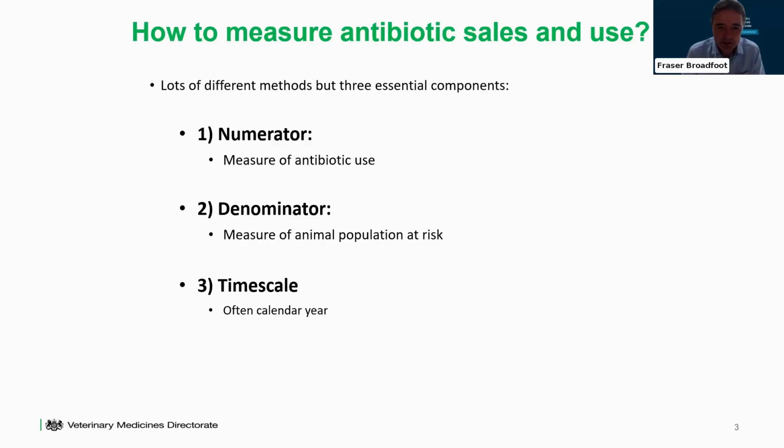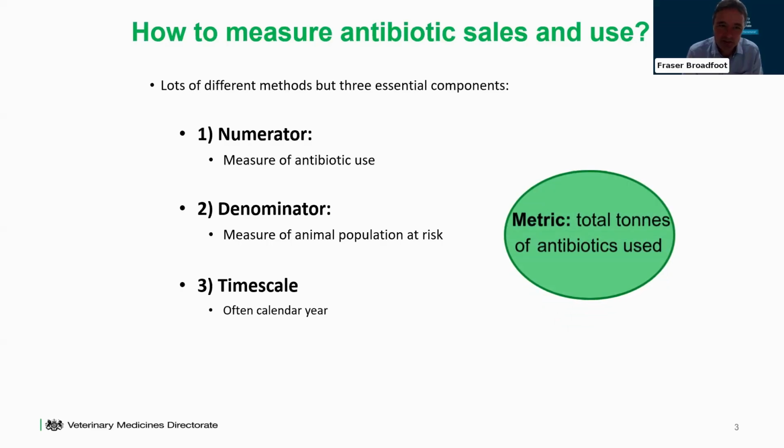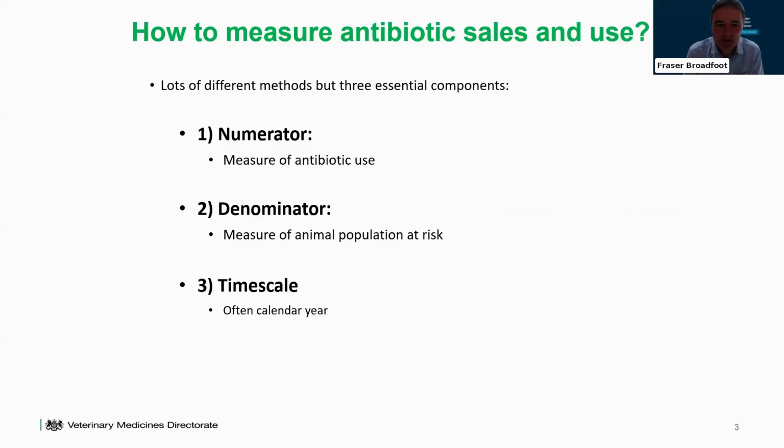Number two is the denominator, and that's a measure of the animal population at risk. You don't actually need a denominator as such. If you don't have the animal number data, you could just report tons of antibiotic, for example, as an example of a numerator, tons of antibiotic that's used. And this could be fine. You could use that every year and monitor it every year.